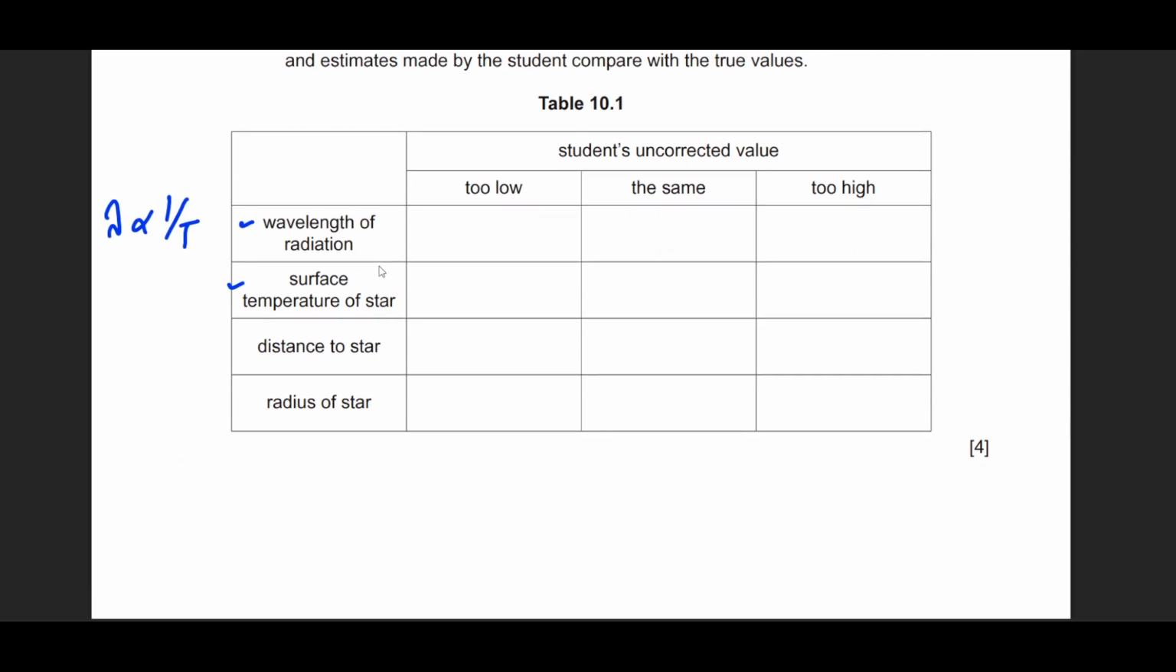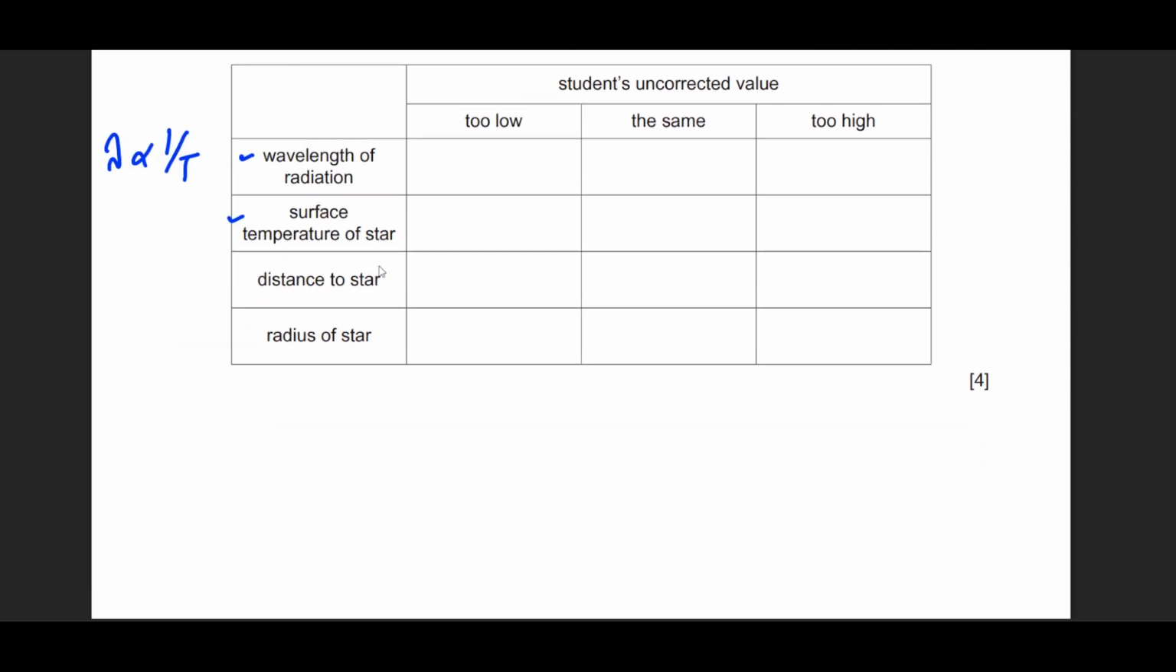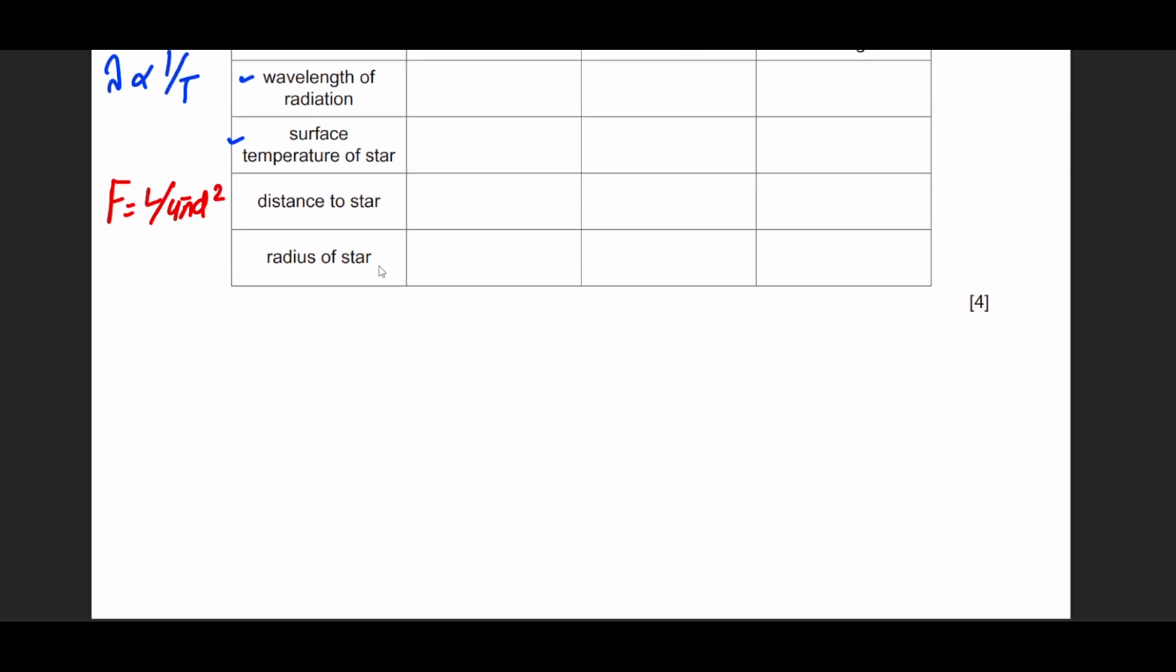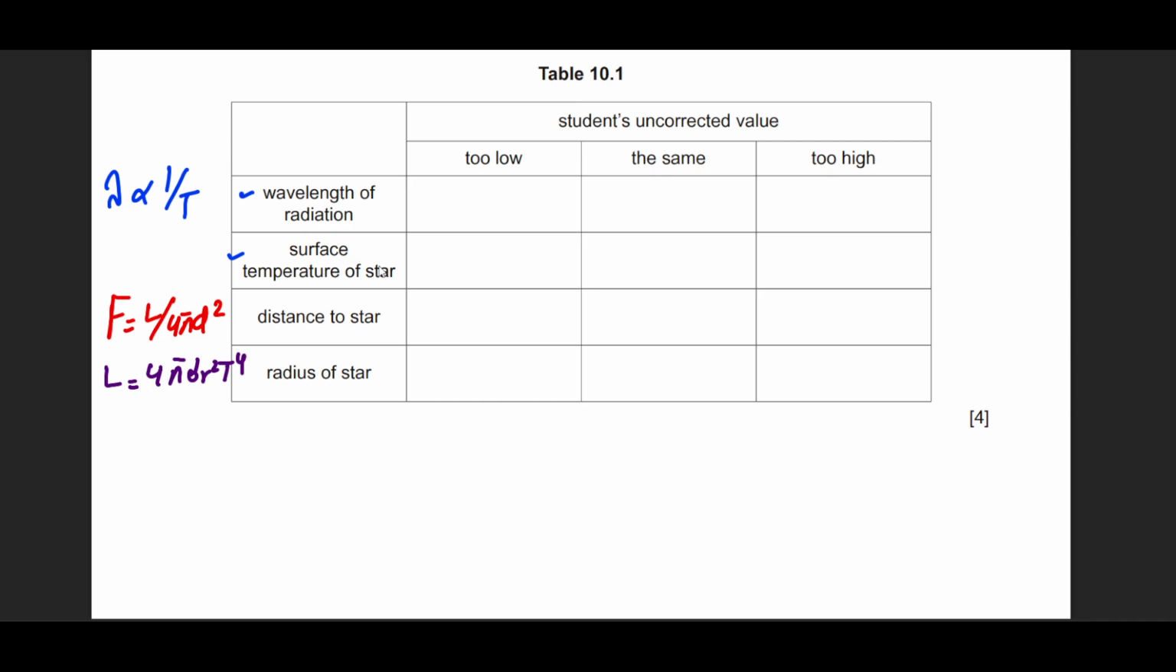So if a standard candle is being used to measure the distance of the star or the galaxy, the formula for that comes out as F equals L divided by 4 pi d squared, right? Okay. The third part says that the Stefan-Boltzmann law is used to estimate the radius. So the radius of the star is found by the Stefan-Boltzmann law, which is L equals 4 pi sigma r squared T to the power 4. All right. So these are the formulas that will be used to figure out this table.